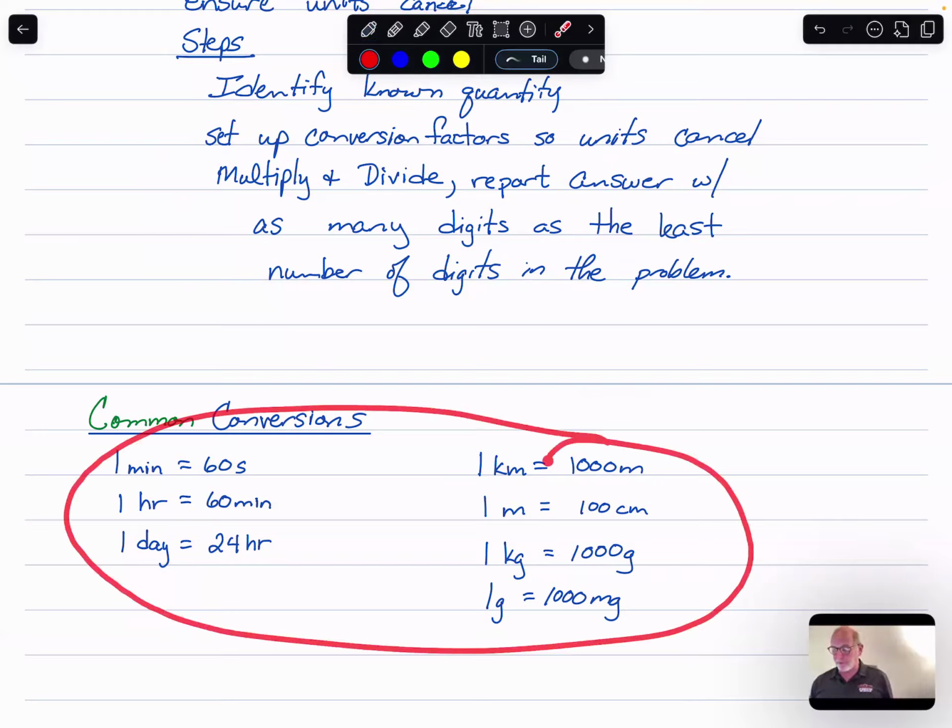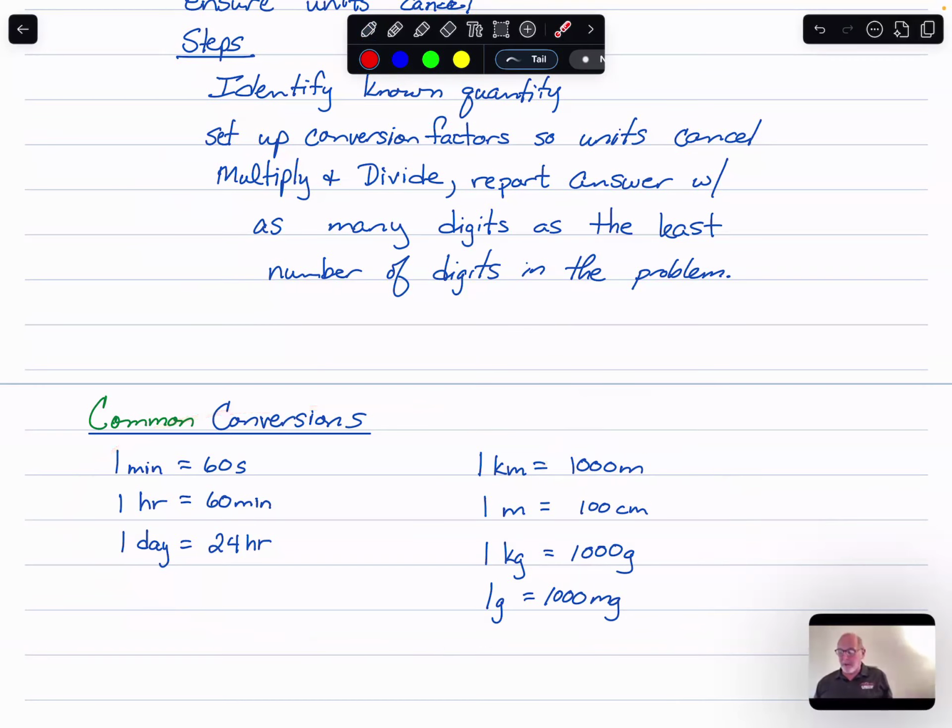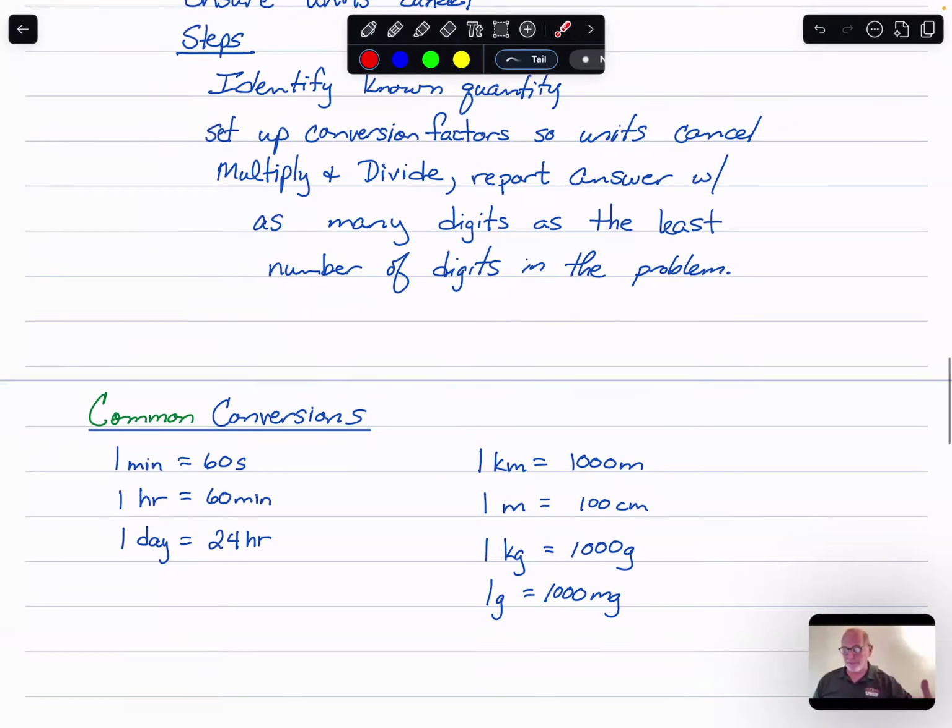Now, when it comes down to numbers being given in the problem, we're never going to worry about these numbers that are being given. These are exact conversion factors. This is how the metric system was set up, this factor of 10, tens, hundreds, thousands. Those are exact conversions. So those are never going to limit how many decimal places or how many digits we can represent in our answer. So let the problem as written dictate how many digits we can have.